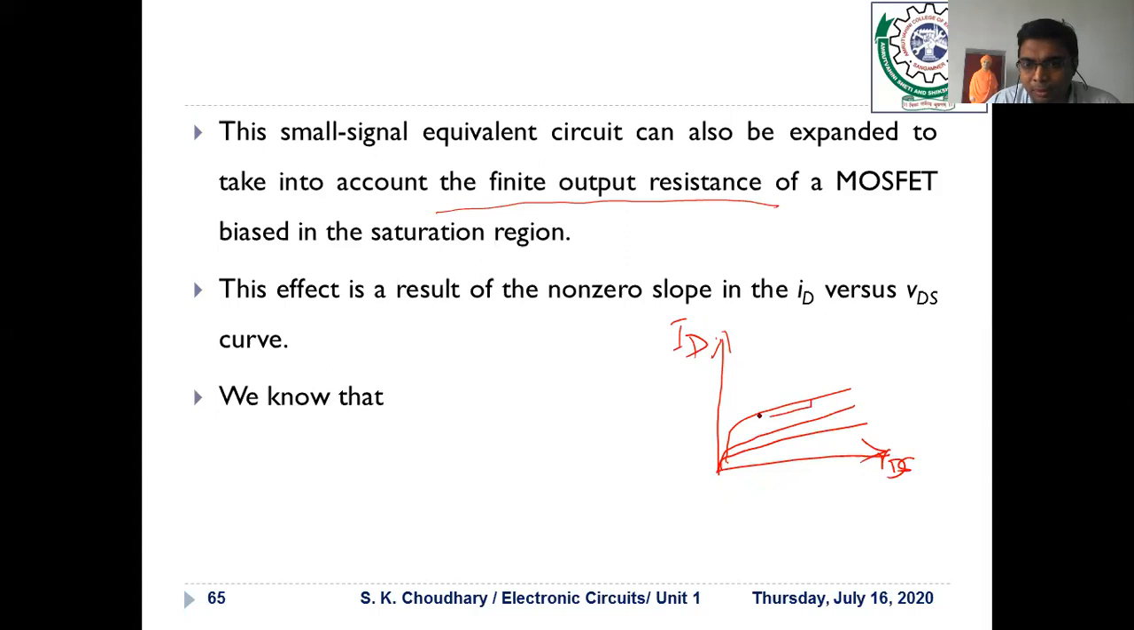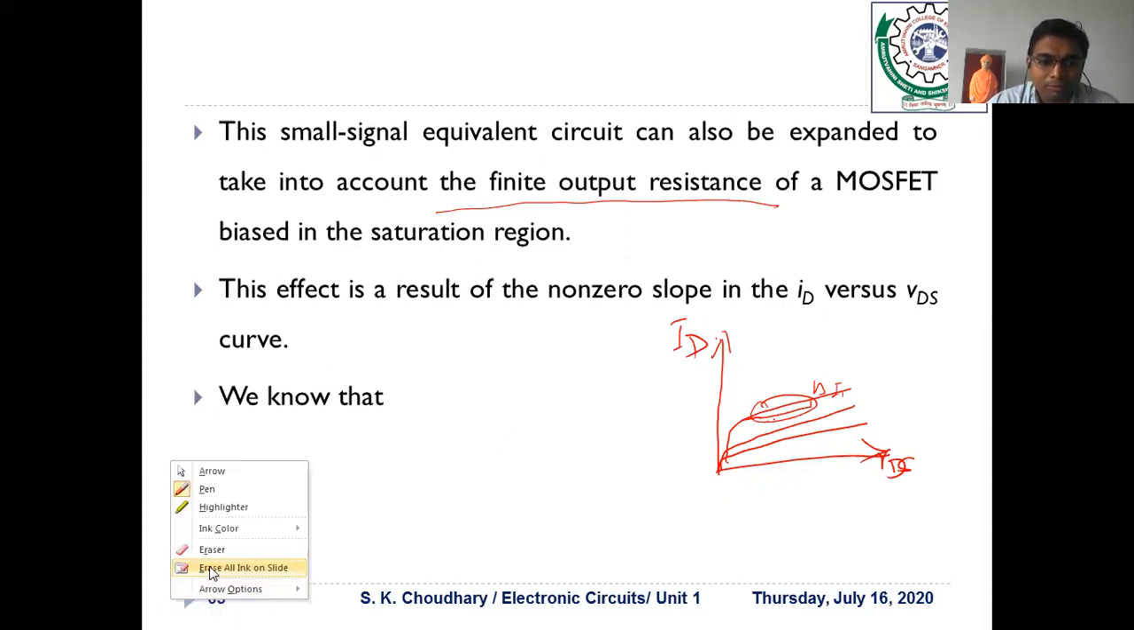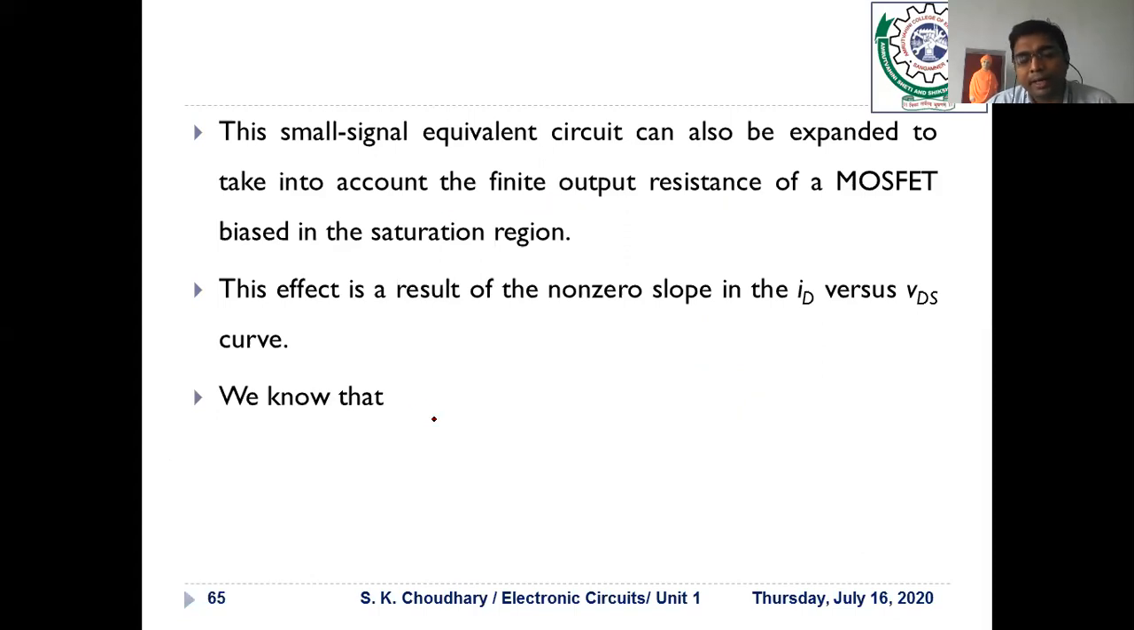So there is some amount of dependency of the drain current on the VDS value. Okay, so there is a delta ID over delta VDS. This is actually happening in the practical case. That's why in the practical MOSFET there is some amount of finite output resistance present, and due to this finite output resistance, the drain current in the saturation region would be modified, and it would be modified like this.